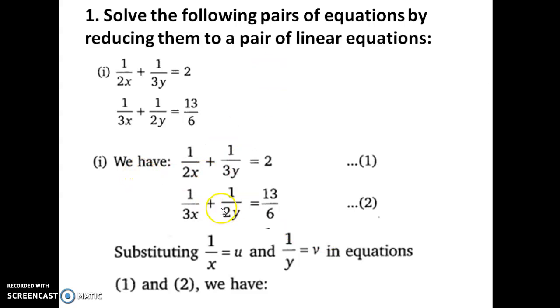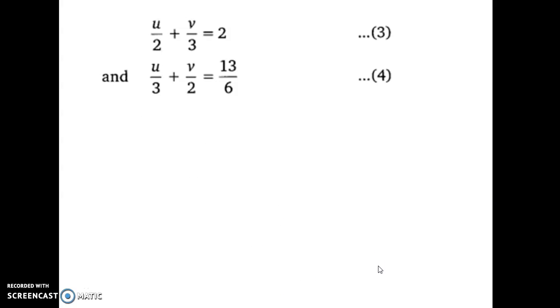Here in equations 1 and 2, 1 by x is there, so we are naming it as u. Like the previous example, you can name m, n also; any variable you can take. Here in this problem I am taking u and v. Then substituting that I will get u by 2 plus v by 3 equal to 2. This is named as the third equation. Then u by 3 plus v by 2 equal to 13 by 6. This is the fourth equation. We are just replacing 1 by x and 1 by y in the form of u and v.